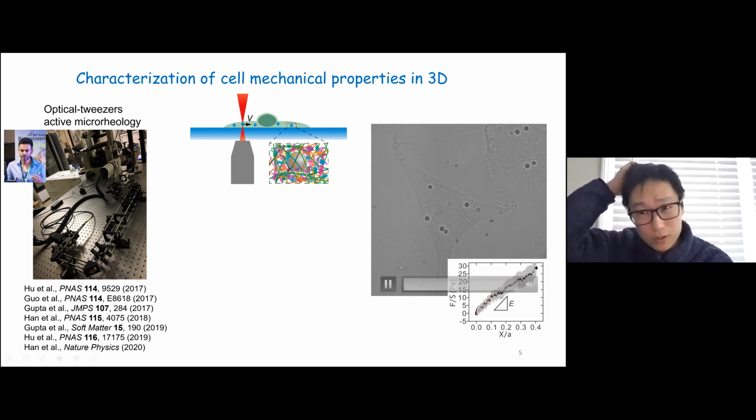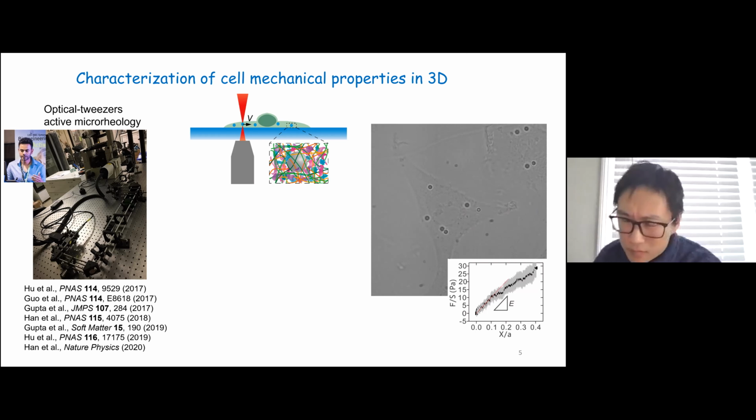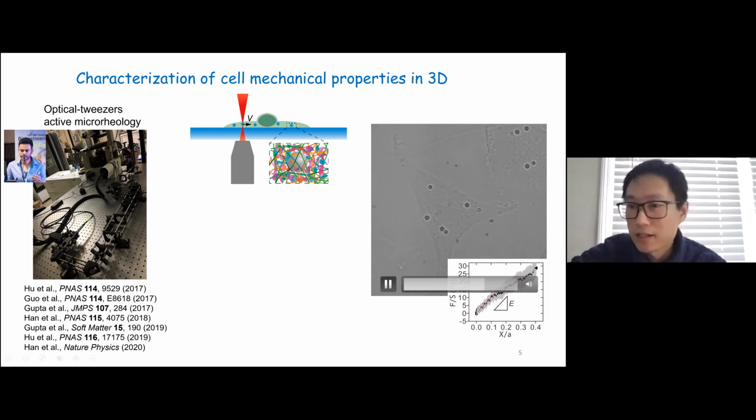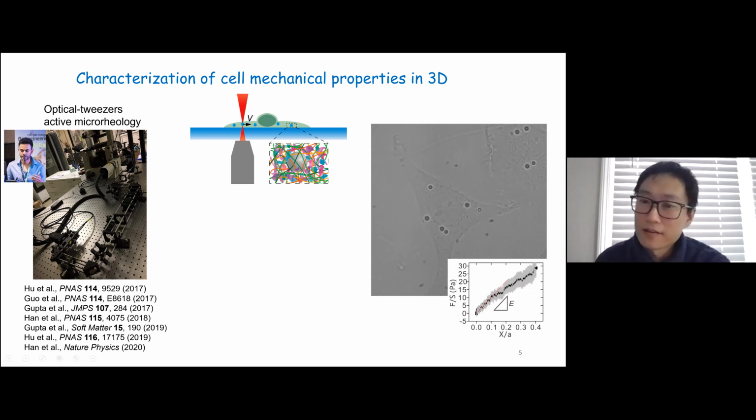So on the video here, if you take a look, one particle on the right in the cell is being dragged to the right, to the edge of the cell. And correspondingly, the force-displacement curve is highlighted inside. That is fluctuating, but roughly you can measure the spring constant or calculate the stiffness if you wish.